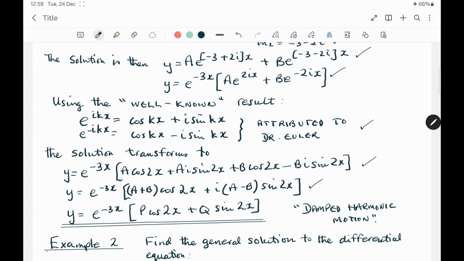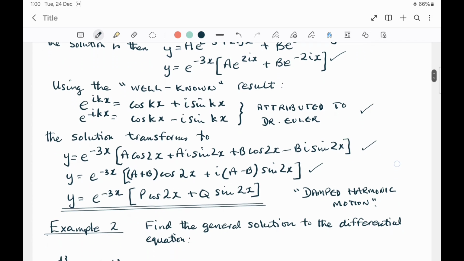Now, these two quantities associated with the cos 2x and the sin 2x are both constants. They're not dependent on x at all, so we can replace them with constants p and q to get the final result: y equals e to the minus 3x times (p cos 2x plus q sin 2x). This is known as damped harmonic motion, I think. If I'm wrong, I'm sure someone will correct me. But that's not the important part.